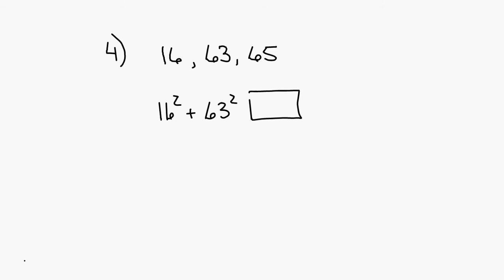Number 4 says that a triangle has sides of 16, 63, and 65. The question is, is it a right triangle? Well, what you do here is you take 16 squared plus 63 squared and you compare it to 65 squared. And if they are equal to each other, then it's a right triangle. If they're not equal to each other, then it's not a right triangle.